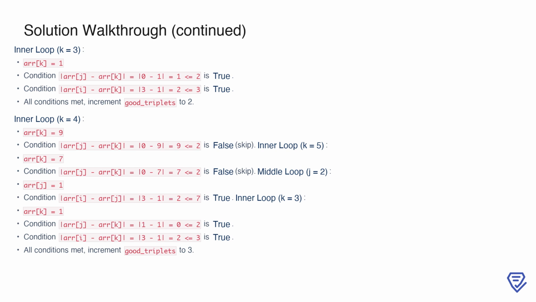For k equals 3, where arr[k] is 1, we check arr[j] minus arr[k], which equals 0 and satisfies b less than or equal to 2. The third condition, arr[i] minus arr[k], equals 2, satisfying c less than or equal to 3. All conditions are met, so we increment good_triplets to 3.